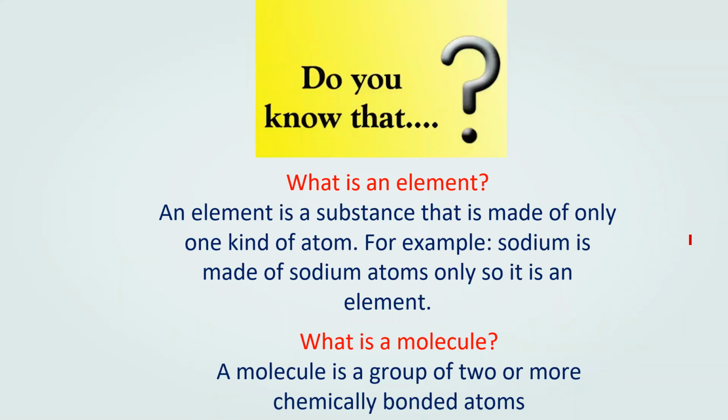For example, sodium is made up of sodium atoms only, so it is an element. Oxygen is made up of only oxygen atoms. Hydrogen is made up of only hydrogen atoms. Chlorine is made up of only chlorine atoms. So an element is a pure substance, made up of only one kind of atom.